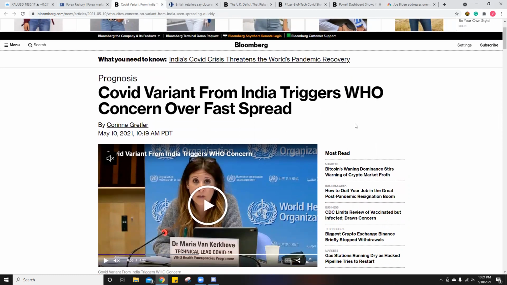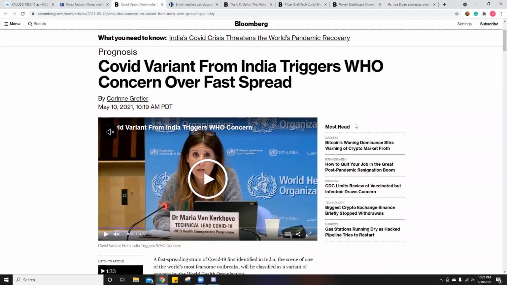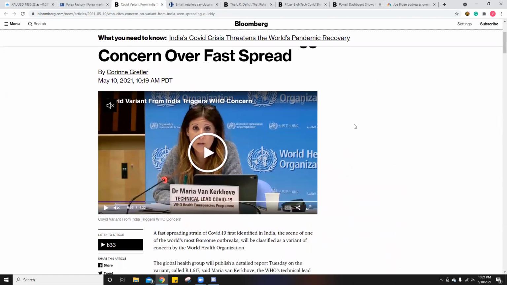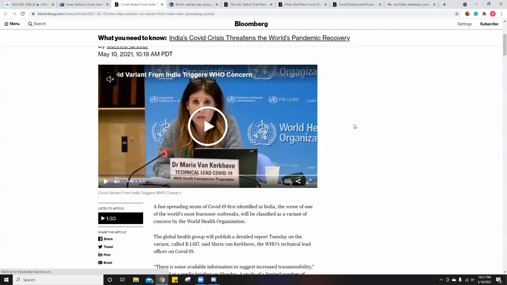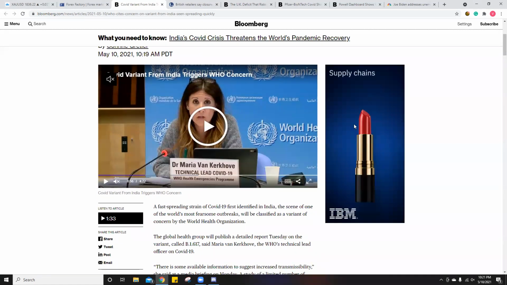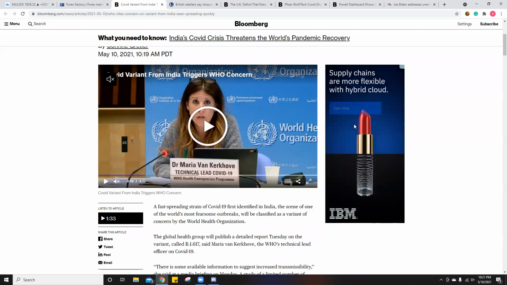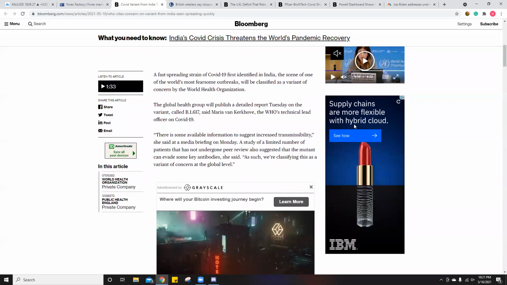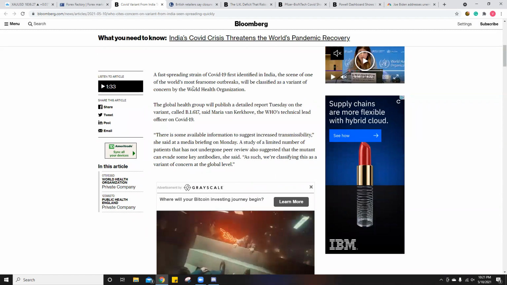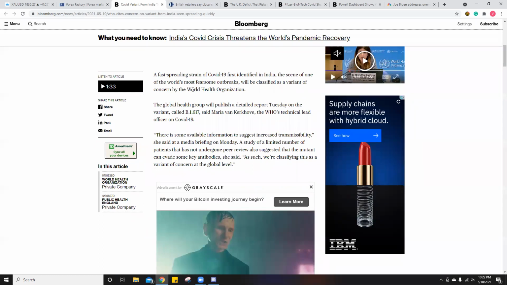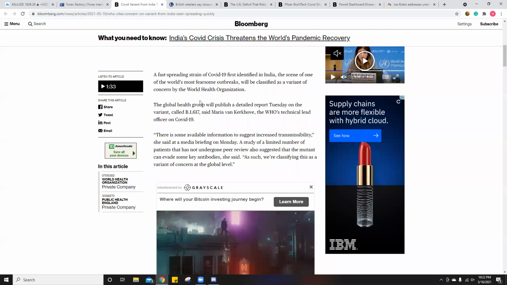countries. So starting off, we know that there are new variants coming out from developing countries. First, there was the variant coming out from Africa that was a huge concern for the World Health Organization, and then there were variants coming out from Brazil and a lot of other smaller countries. And now there's another one that's coming out of India, which is one of the world's most fearsome outbreaks, is what they call it. And it's going to be classified as a variant of concern by the World Health Organization.